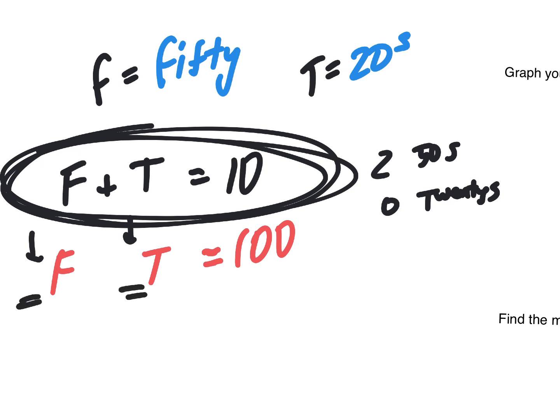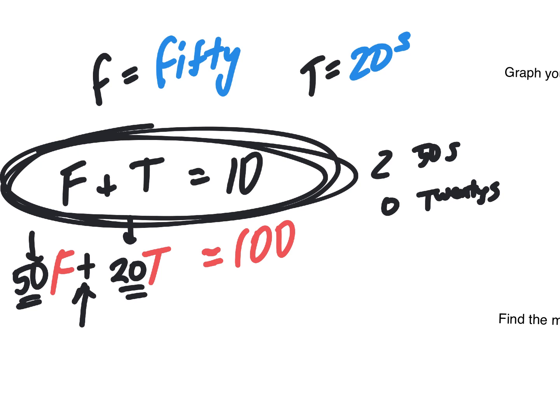Who feels like I got this? All right, Ellie. Would it be 50F, because 50s are worth 50? Keep going. And then 20T, and then what do I put in between them? Plus. That's the equation.